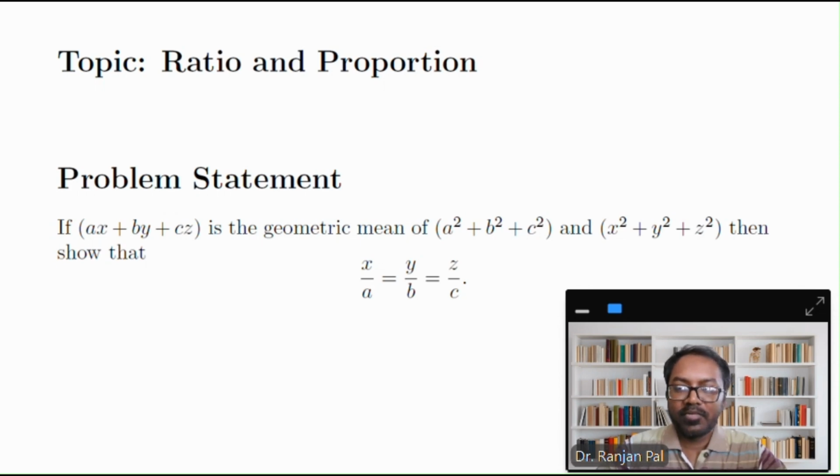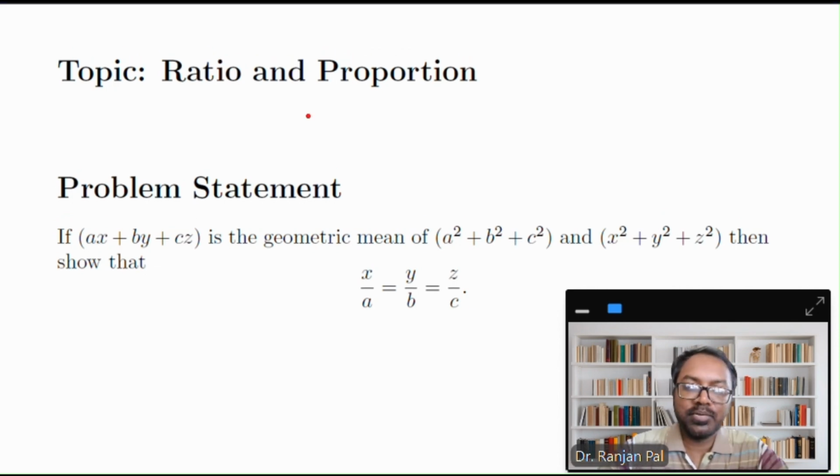Hello everybody. What if I told you that a single condition involving a geometric mean can instantly prove that three ratios are equal? In today's video, let's crack this powerful result in the next few minutes.